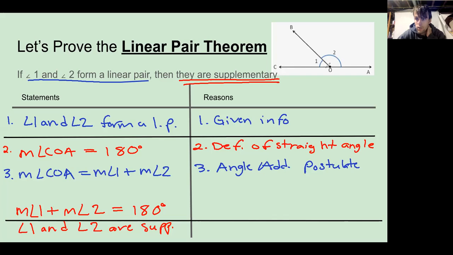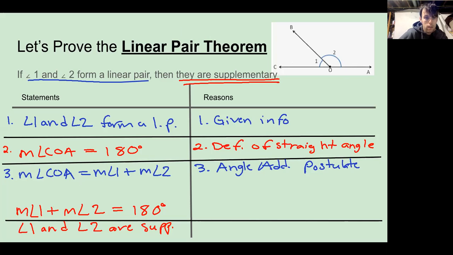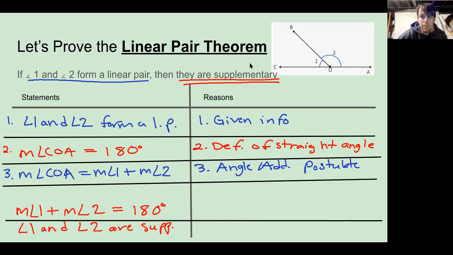Because I know that angle COA is the same as angle 1 plus angle 2. I'm going to draw some lines here just to separate this and keep it organized. All right. Now the question is, do I need another step between these, or are these sufficiently connected that I could sort of make this happen?